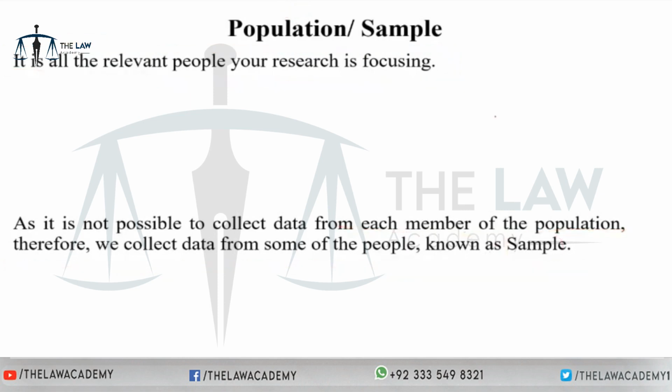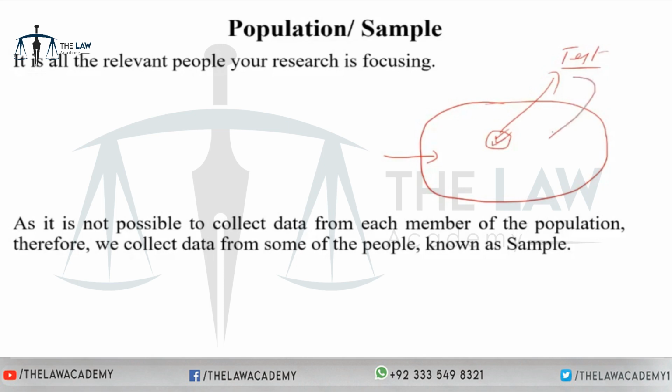Now, just for the sake of understanding, if you've got a pool with a lot of water and you need to test whether this water is safe to drink or not, obviously you're not going to test all the water in the pool. You're going to take a small portion of the water and test it. If this water is clean and drinkable, you are going to say that this pool's water is drinkable. This phenomenon is also known as generalizability.